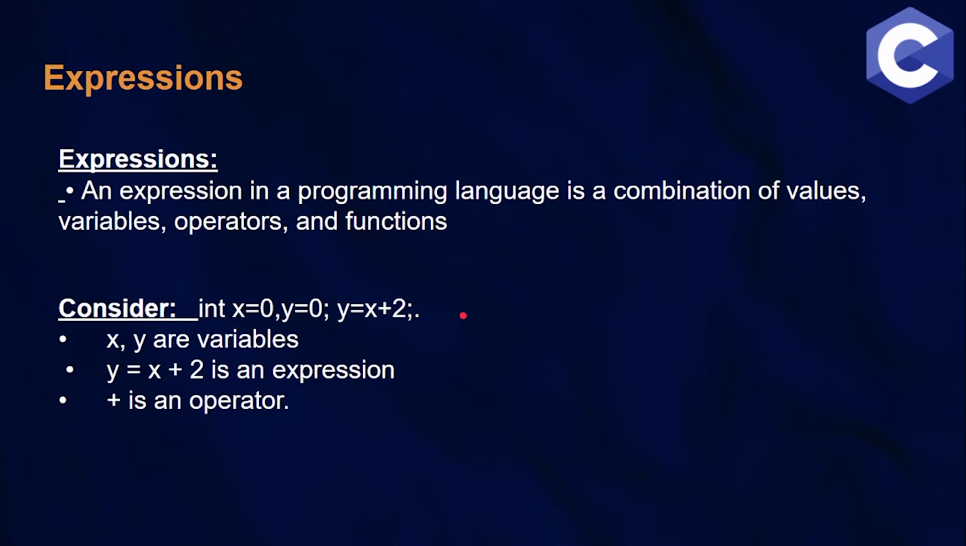What is an expression? So here we have declared x as int and we have initiated it to 0, and here we have initiated y to 0. So here the expression is y is equal to x plus 2. If you see this expression, you are using the operator and you are using the variables and constants. So the combination of all these things will be an expression.